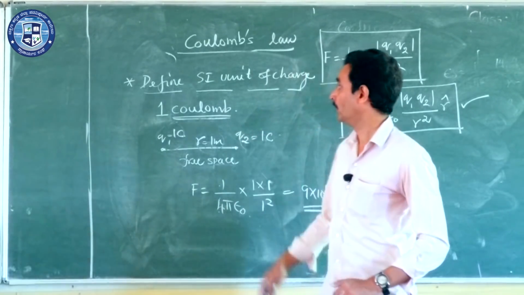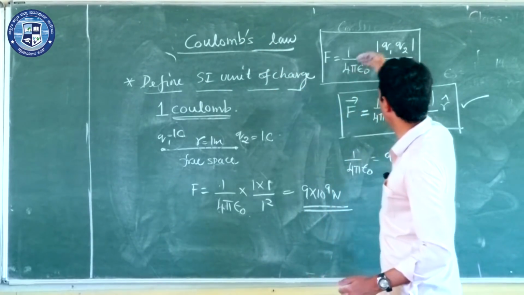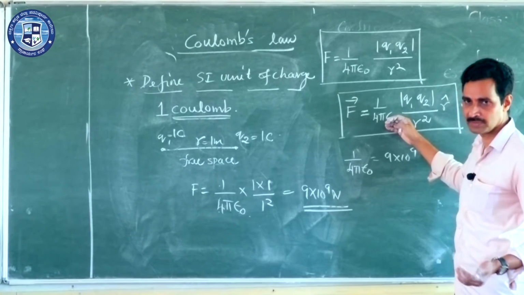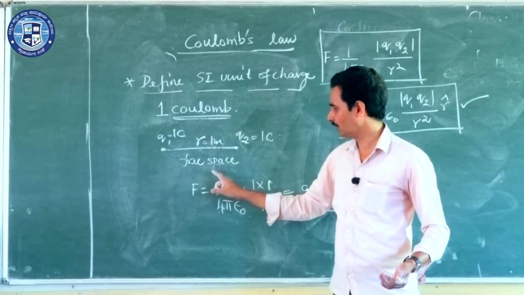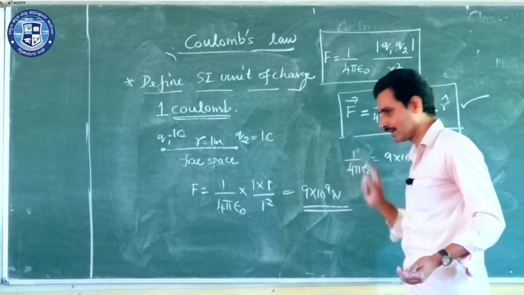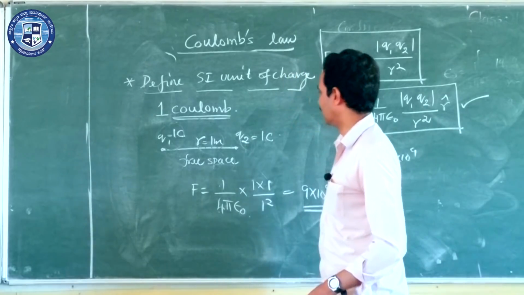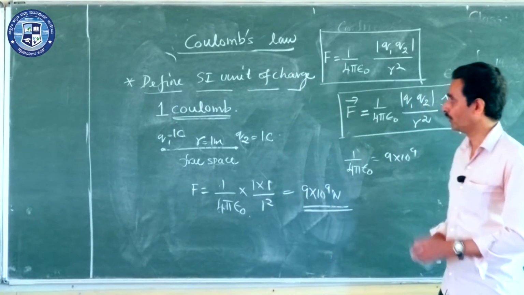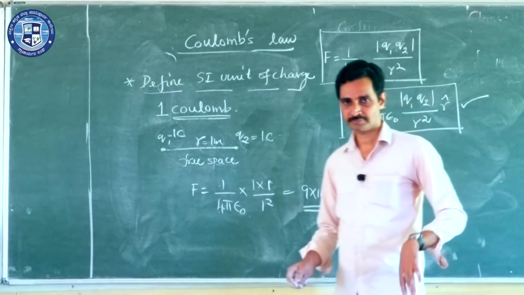You have to start from Coulomb's law, the statement and formula, and explain what epsilon naught, the permittivity of free space, is. Then take both the charges as 1 Coulomb, separate them by 1 meter, say that you get this answer, and then define it. That may be a 5-mark question, a very easy 5-mark question. So that is about Coulomb's law, a very important law which gives the electric force between two charges.